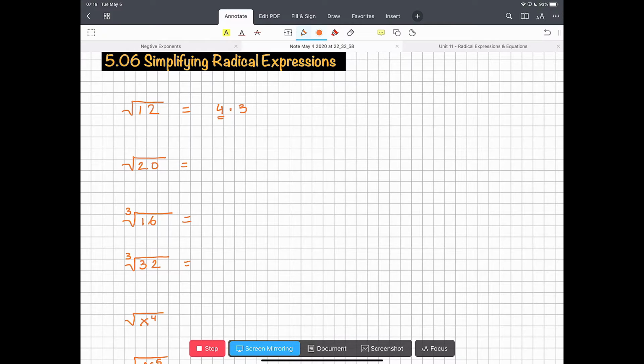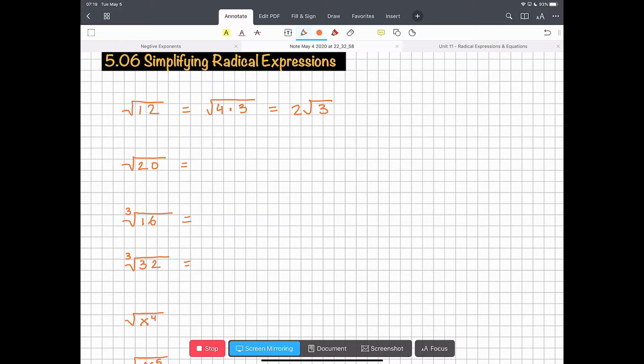And 4 is a perfect square. It's the greatest one that is a factor of 12. So I'm going to rewrite the square root of 12 as the square root of 4 times 3. From here, we can actually simplify that further. We know what the square root of 4 is. That's 2. So I'm left with 2 times the square root of 3.